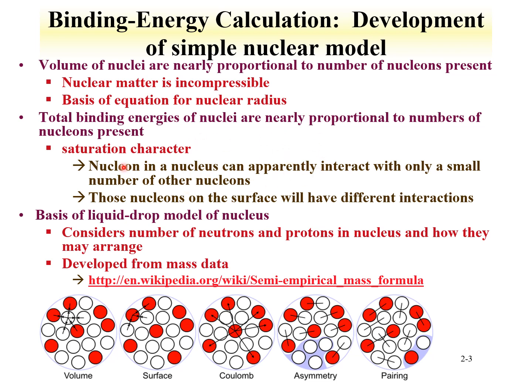All these together is the basis of the liquid drop model. It considers the number of protons and neutrons in a nucleus, how they may arrange and interact. And if we're going to talk about a nuclear drop model, the liquid drop model of the nucleus, we tend to think spherical. And this is all developed from mass data, and you can get some information from this web link here.